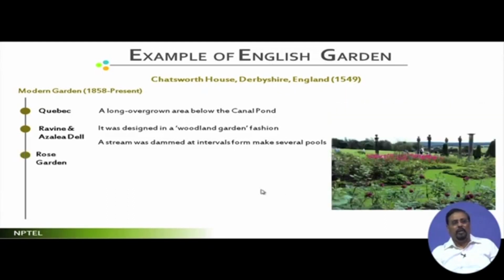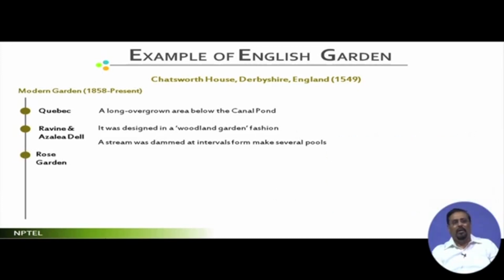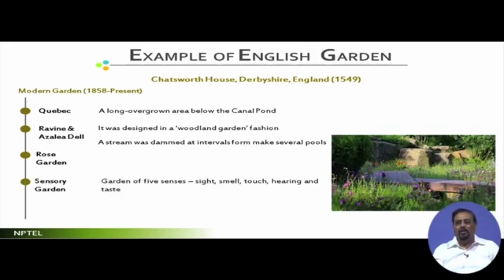Then comes the rose garden, specifically for different kinds of roses, and then the sensory garden. This is one of the styles which many architects or landscape architects are following very ritually. They are trying to create the gardens of 5 senses. English garden styles, in Chatsworth we have seen this example. They first introduced the idea of this gardens of 5 senses. All the senses are addressed through different means, different designs that they are generating.